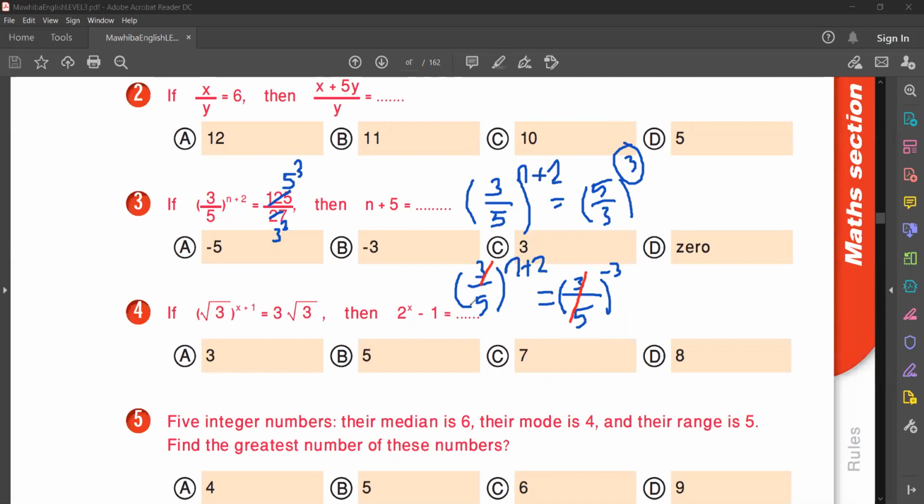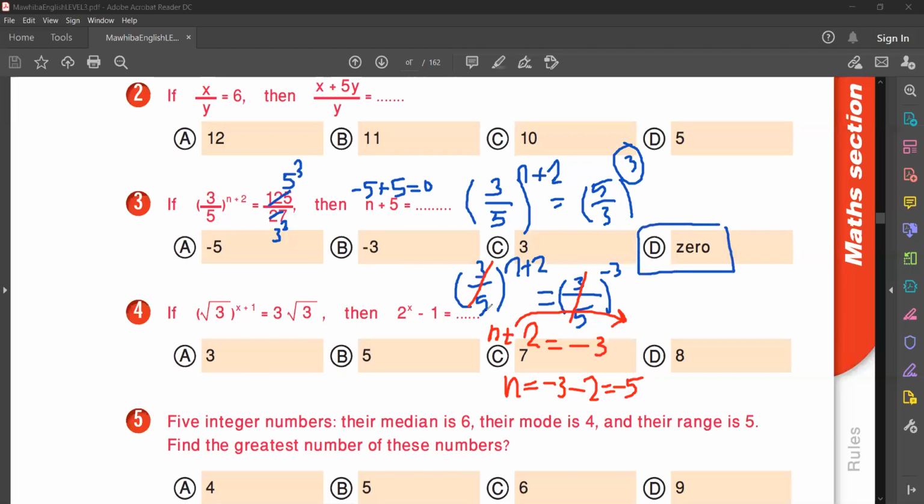So you can delete them. Then you have only 2n plus 2 equals minus 3, right? Then the 2, you put it on the other side, and you change the sign: 2n equals minus 5. We get now n is minus 5. Then you substitute here: minus 5 plus 5 equals what? Equals 0. So the answer is number D.